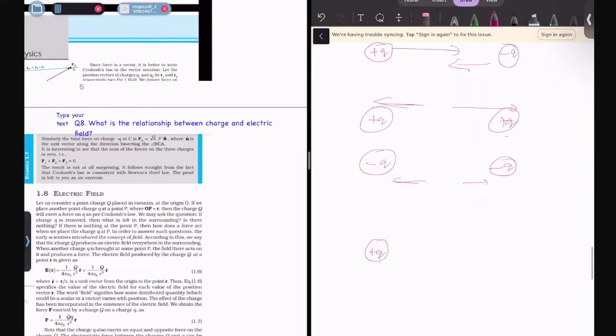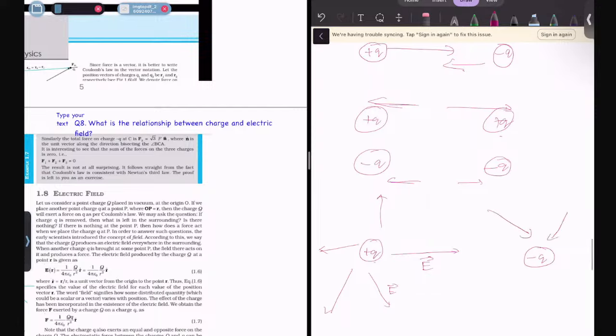If we are taking a charge plus Q, it produces an electric field, and the electric field will be away from it. Always remember, plus Q will produce an electric field which will be away from it, and minus Q will always produce an electric field which will be towards it.